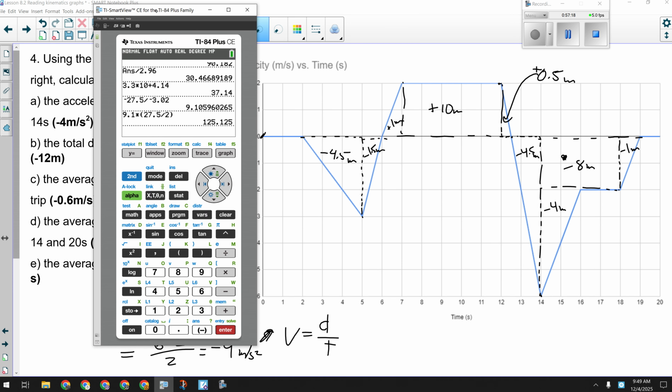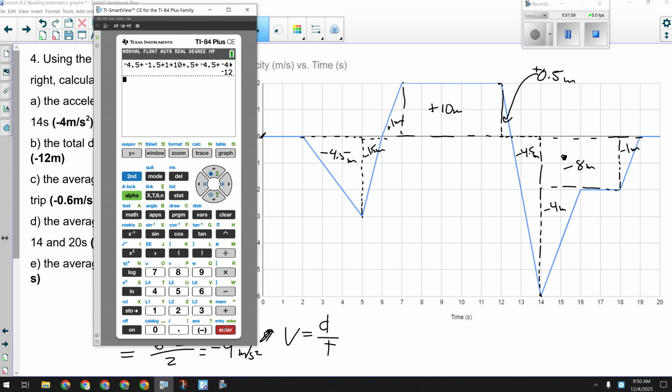of them are backwards. Right, so we'll have -4.5 plus -1.5 plus 1 plus 10 plus 0.5 plus -4.5 plus -4 plus -8 plus -1. In doing all of this, we end up 12 meters behind where we started. Our total displacement here is -12 meters.